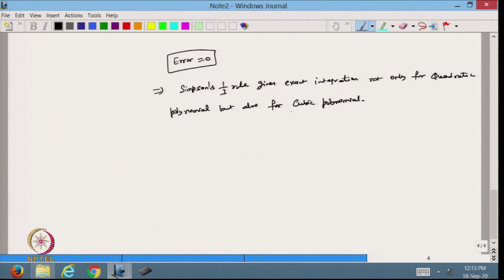So, in this case it is also giving the exact integral for the cubic polynomial. So, this means that it is going to give the error for polynomials having degree greater than 3. So, in this case what we will do? Let us define the error.